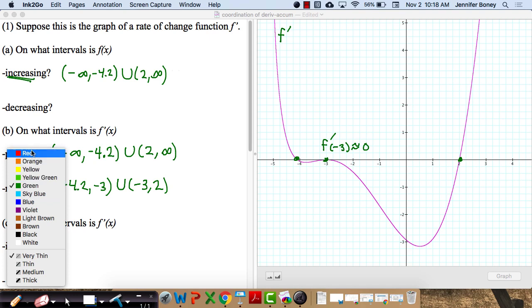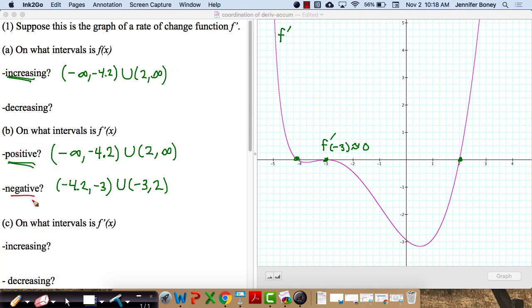But again, the other aspect to this, negative rate values correspond to decreasing function values, whatever function this is the rate of change for. So again, these A and B are the same question, just this time it was maybe easier to think about part B directly. Decreasing, negative 4.2 through negative 3, and then again from negative 3 through 2.